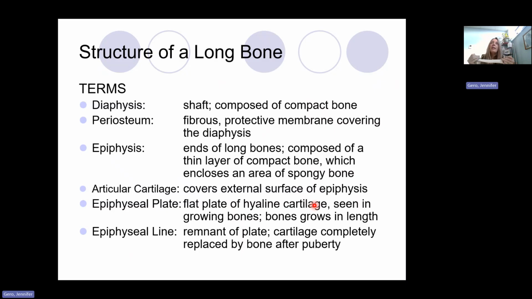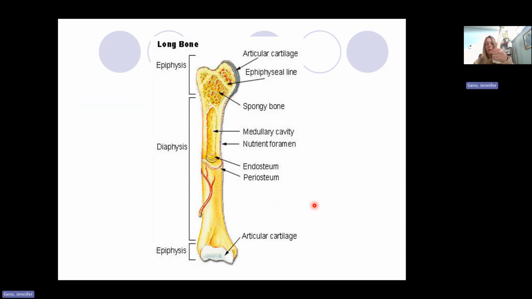And the epiphyseal line is when the epiphyseal plate, which was at one time cartilage, is going to be completely replaced. And so there'll be a line there to say, hey, this used to be here, but it's completely been ossified or gone through the process of ossification. Just like my bone here.